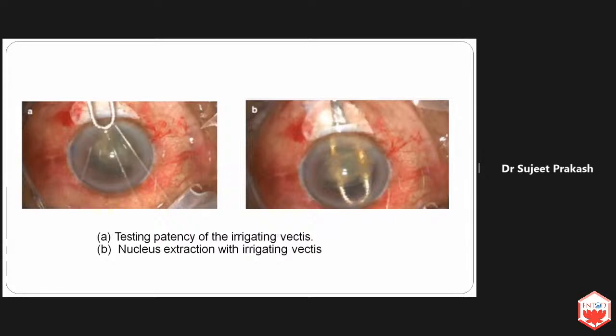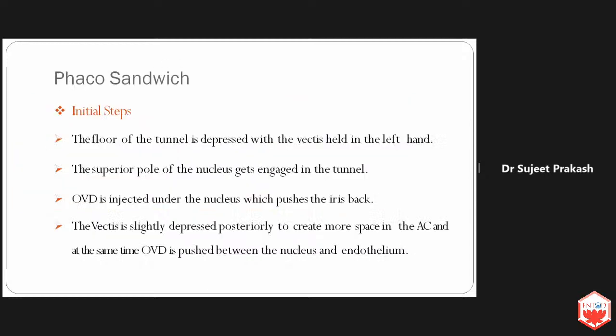Here is a picture on the left side. A is depicting the testing of patency of the irrigating wire vectis, and the second is nucleus extraction with the help of the irrigating wire vectis.